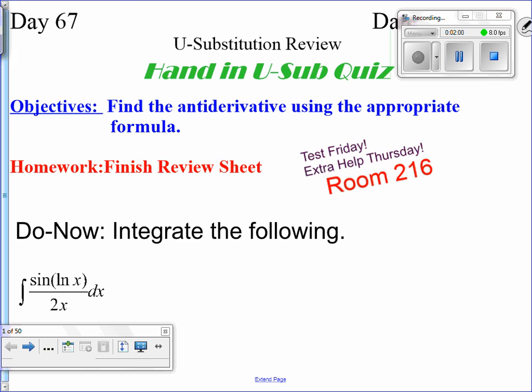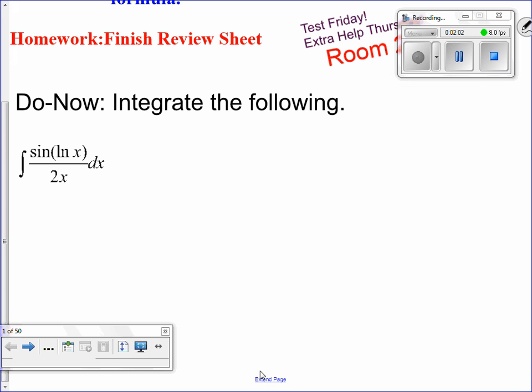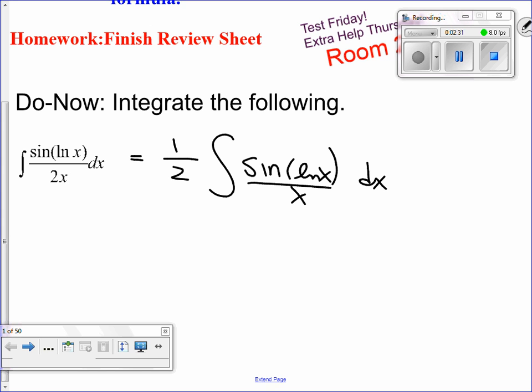Okay, let's go over some of these. These are 3 challenging U sub problems. Yeah, there's a reason I'm doing these. All right, well, what's the first thing you would do? Even before you have a clue, what would you do first? Pull out the what? 1/2. Nice. 1/2, the antiderivative of sine of the ln of x over x, right?